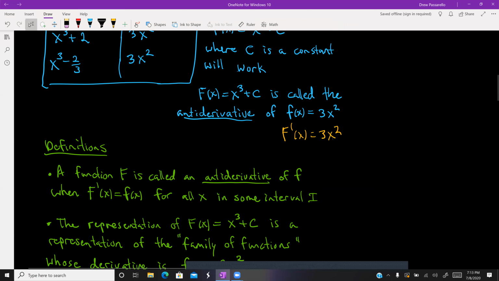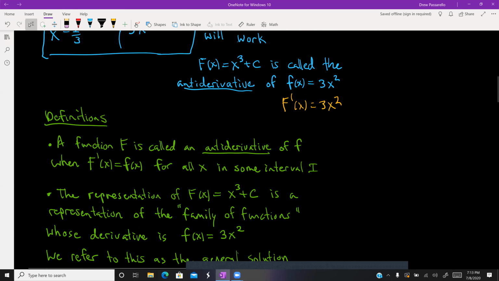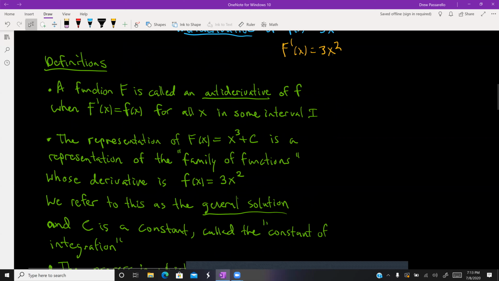All right, so that's called the antiderivative, capital F. This representation of capital F of x equals x cubed plus c is a representation of the family of functions, right? I said there's an infinite amount of possibilities because the constant c can be any value. So that's called a family of functions whose derivative is 3x squared. We refer to this family of functions as the general solution. And c is a constant, and it's called the constant of integration.